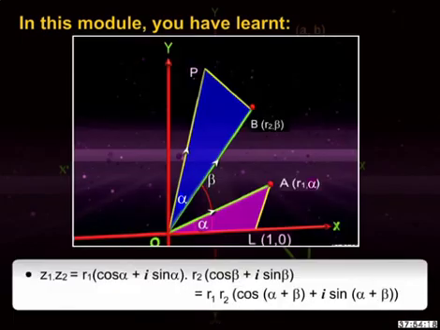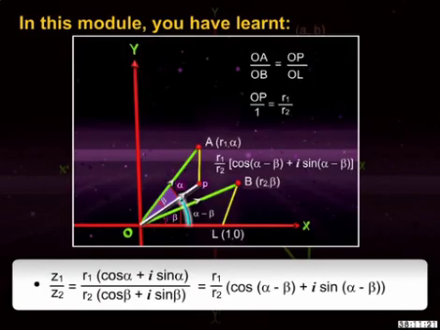The product of two complex numbers Z1 and Z2 with polar coordinates R1 alpha and R2 beta respectively is R1 into R2 whole multiplied by cos alpha plus beta plus iota into sin alpha plus beta. The division of two complex numbers Z1 and Z2 with polar coordinates R1 alpha and R2 beta respectively is R1 upon R2 whole multiplied by cos alpha minus beta plus iota into sin alpha minus beta.